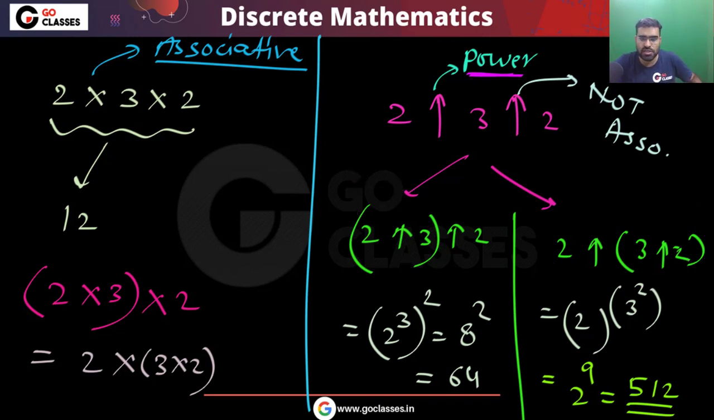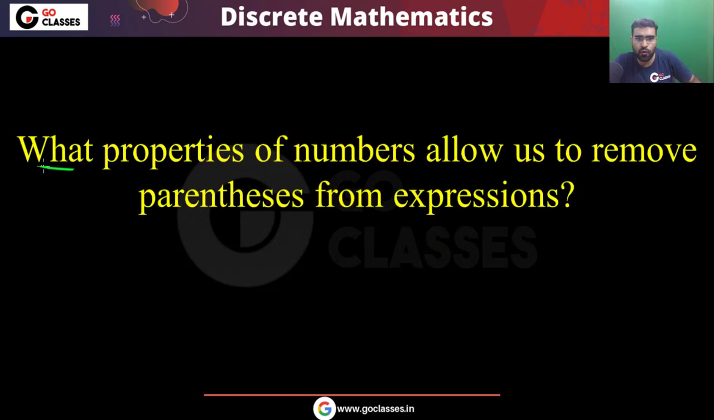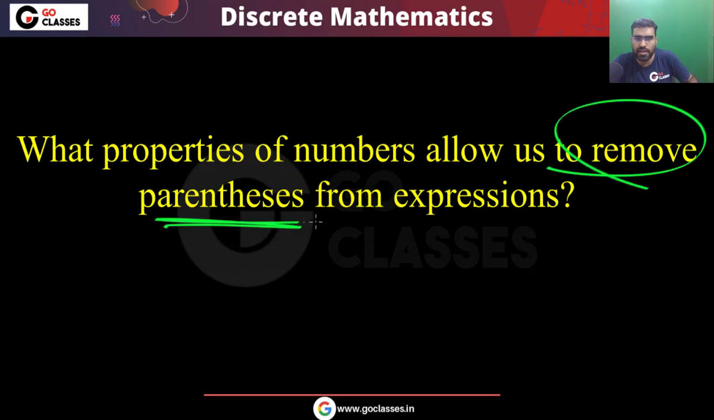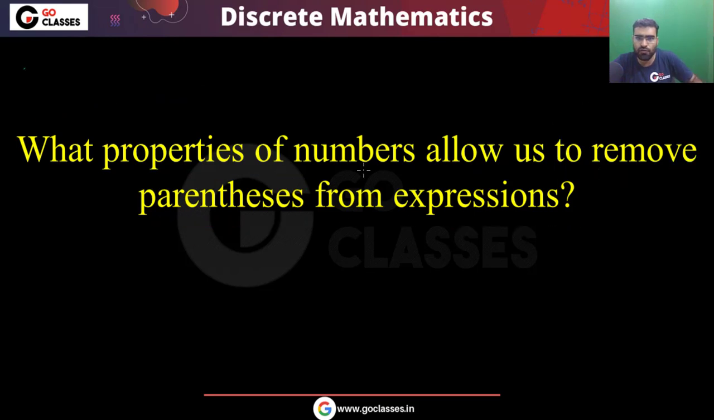So these are all the examples. I hope you understood the point. So what is the final point I am trying to make? The point is simple. What properties of numbers will allow us to remove the parenthesis from the expression? So when can you remove the parenthesis from the expression? Very simple question. Think about it. Pause the video, think about it.